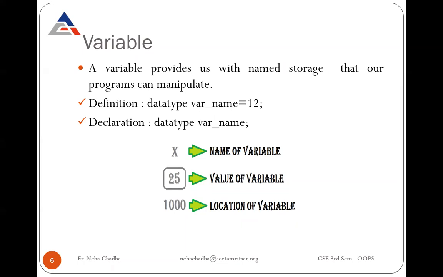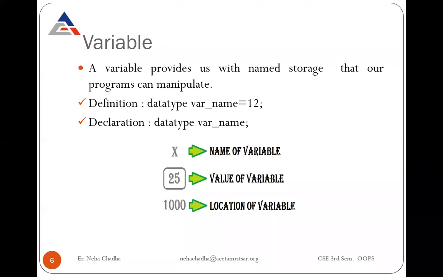Here in the example, let's take x is the name of the variable, 25 is the value that is stored in the variable, and 1000 is the memory location of the variable where the variable has been stored. Actually, memory locations are not like 1, 2, 3, 4000. It is in hexadecimal form in your computer system, in your RAM memory. But for your better understanding, I'm just using one integer value here as 1000. Suppose 1000 is the location where the value of 25 is stored in the variable x.